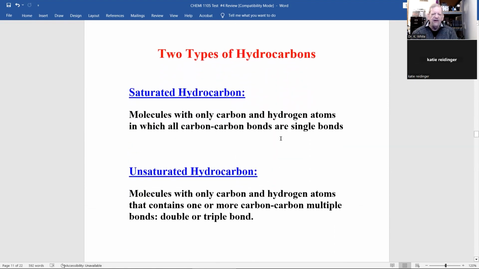Now, you should know there are two types of hydrocarbons. One is a saturated hydrocarbon. What is that? A hydrocarbon is a molecule with only carbon and hydrogen atoms. And because it's saturated, all carbon-carbon bonds, and that's important, only carbon-carbon bonds, are single bonds. Remember, single bond, one pair of electrons being shared. So a saturated hydrocarbon is a molecule with only carbon and hydrogen atoms in which all carbon-carbon bonds are single bonds.